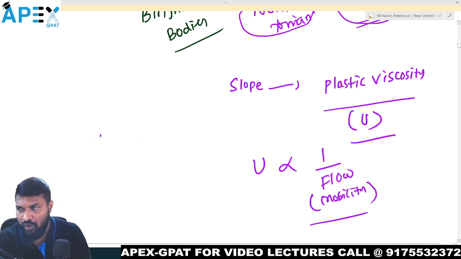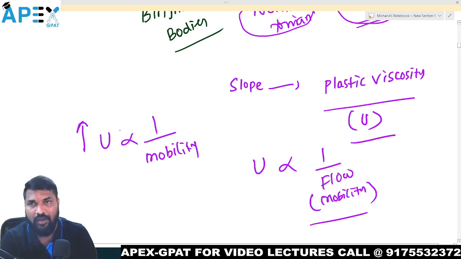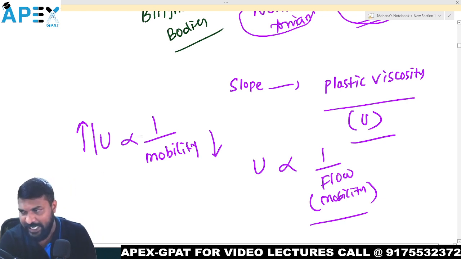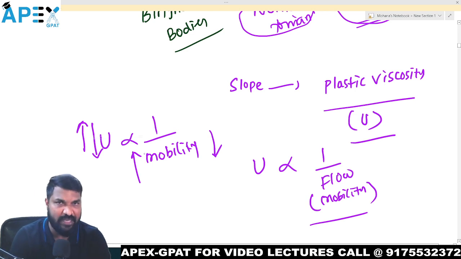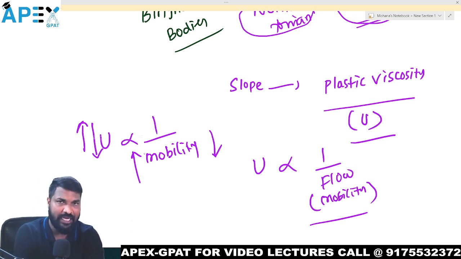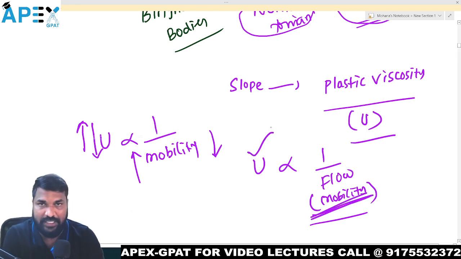So U is inversely proportional to the mobility. That means when the plastic viscosity increases, mobility decreases. When the plastic viscosity decreases, mobility increases. Obviously, when viscosity decreases, mobility always increases. That is what the slope is here, the slope is the U. Okay? Everyone clear? The reciprocal of mobility, we call the plastic viscosity.